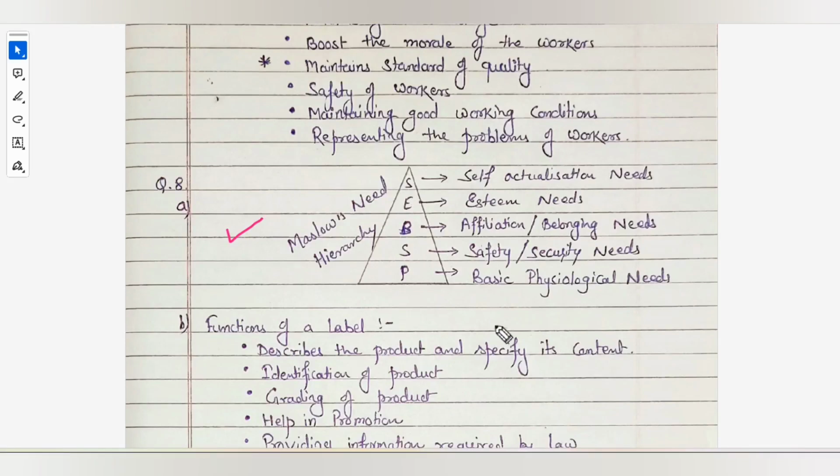So this is the pyramid. You need to prepare the pyramid whenever you are writing the answer of Maslow's need hierarchy theory. From the bottom, we have to start with basic physiological needs, then safety or security needs, followed by affiliation or belonging needs, then esteem needs, and finally self-actualization needs. So these are the five needs in the pyramid shape.